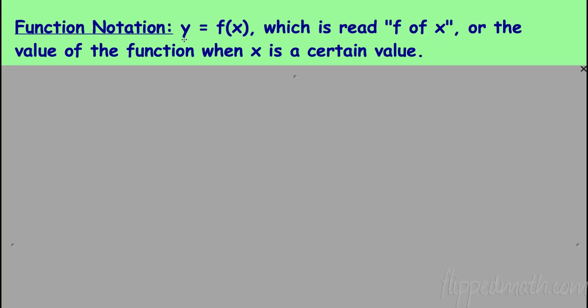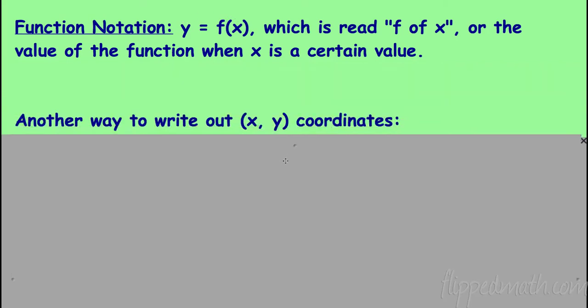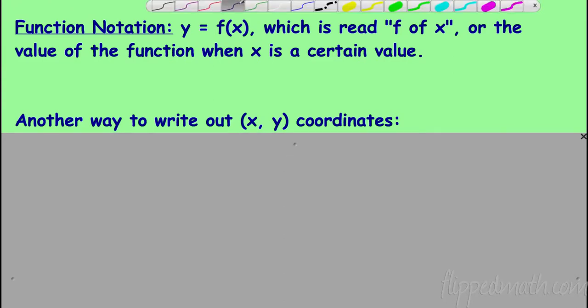Function notation is a different way to write what we've already written. Usually we write y, now we're going to write f of x. Y is the same thing as f of x, and it's read f of x, not f parentheses x. It's the value of a function when x is a certain value. So I'm going to plug in my x, and it's going to spit out the value of the function at x. Okay? Now, it's just another way to write things.